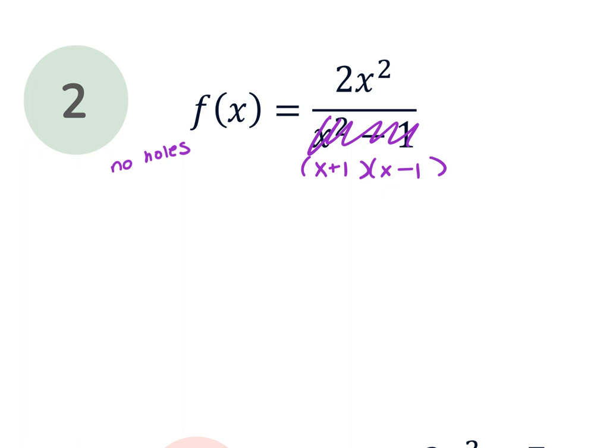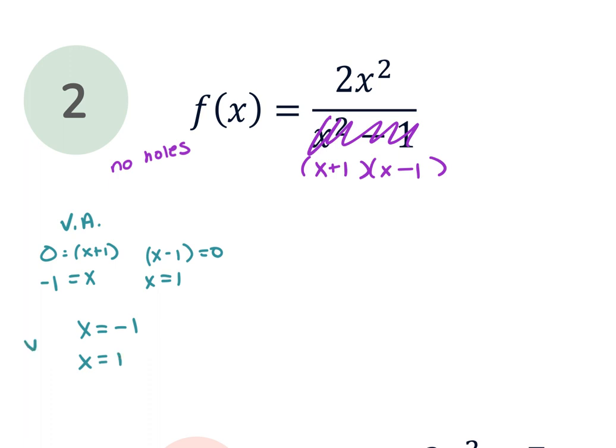To get my vertical asymptote, I'm going to set my denominator equal to 0. If I had done it from the beginning, I still would have factored and solved. So even though we factor at that step, it saves us time here, because I would get x plus 1 equals 0 and x minus 1 equals 0. So x equals -1 and x equals +1. So there are 2 vertical asymptotes this time.